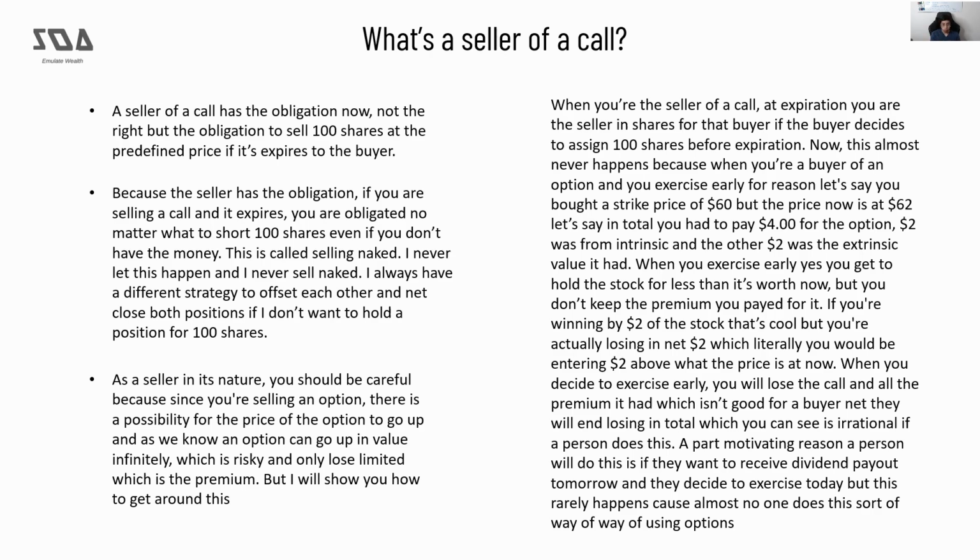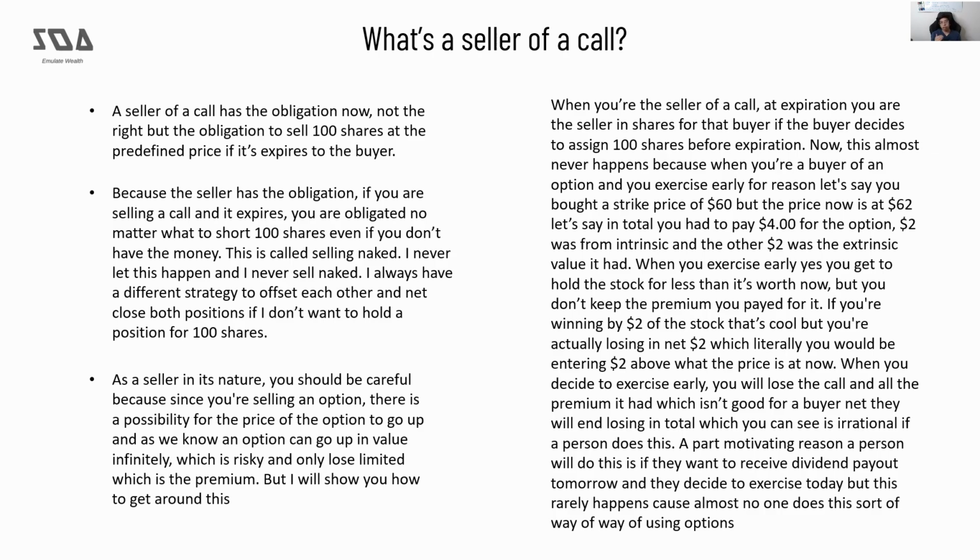When you're a seller of a call, you are the seller of shares for that buyer, if the buyer decides to assign 100 shares before expiration. That could happen because, remember, the buyer has the right. They have the right, which means they could exercise their option whenever they want, even before expiration. Now, a lot of you might be repelled by now, but let me explain this, because it isn't black and white.